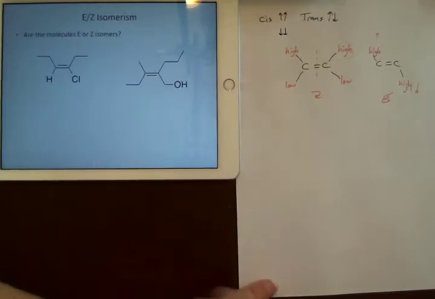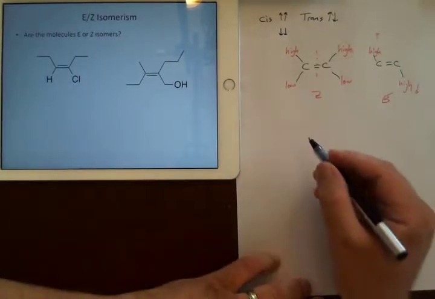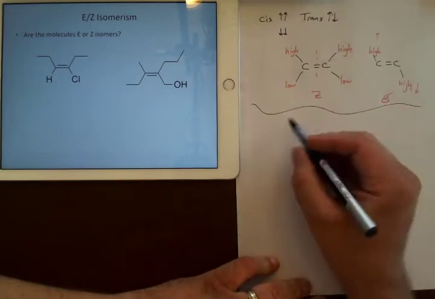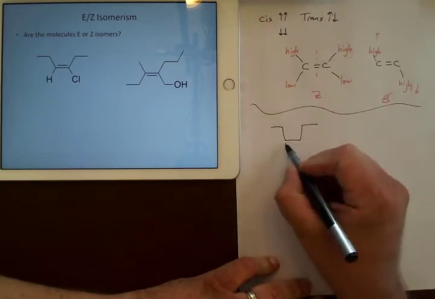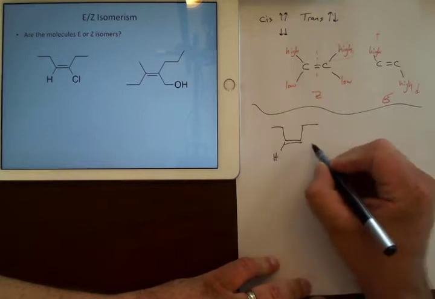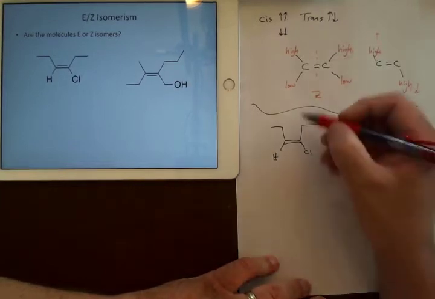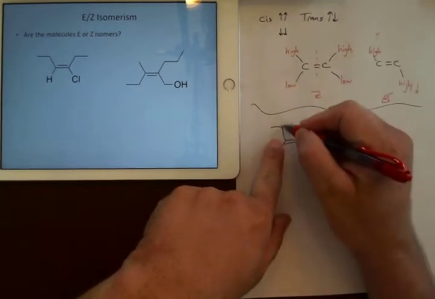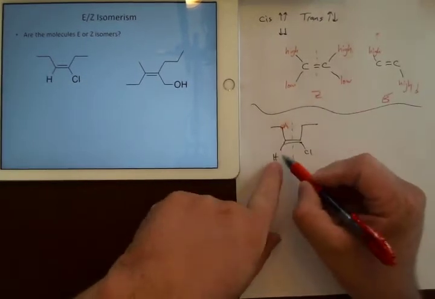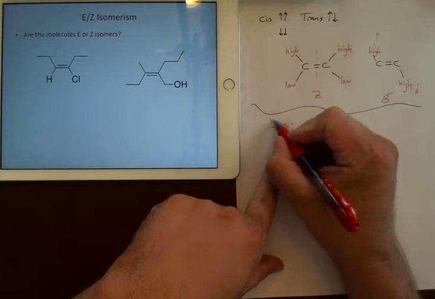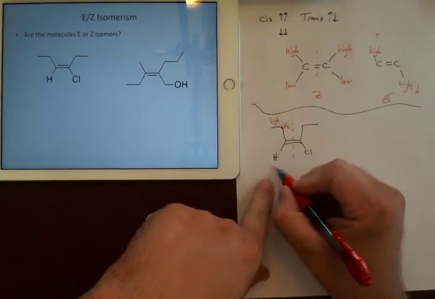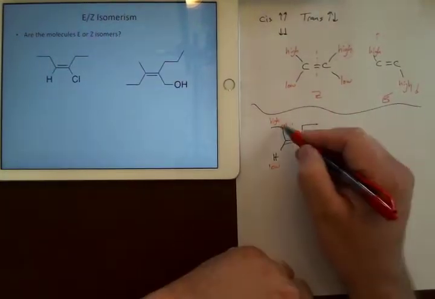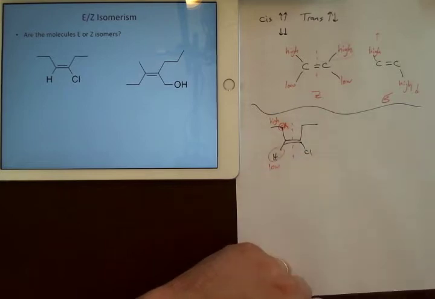Okay, so for this one, we're going to look at that carbon first. Here we're looking at carbon versus hydrogen. So this is going to be the high, this is going to be the low. We just use the same rules. We're looking at this carbon and that hydrogen.